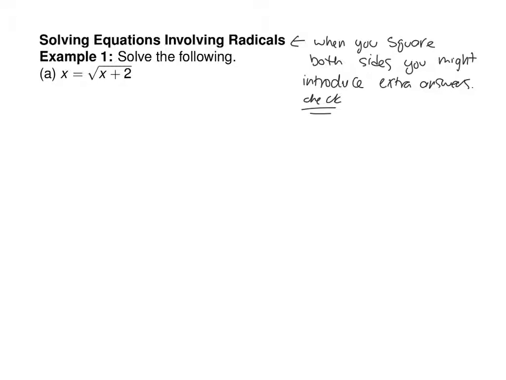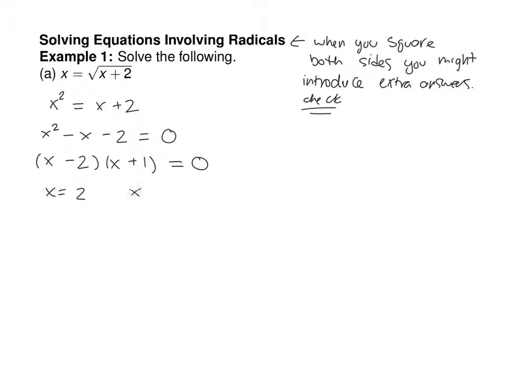So when you square both sides, you get x squared equals what? X plus 2. And so probably going to solve by factoring, right? So move the x and the 2 to the left. You get x squared minus x minus 2 equals 0. And then that factors pretty easily, doesn't it? Into x minus 2 times x plus 1. And so one potential answer is 2, and one other potential answer is negative 1.